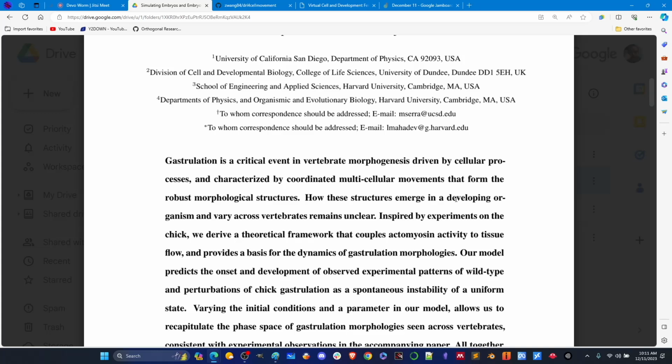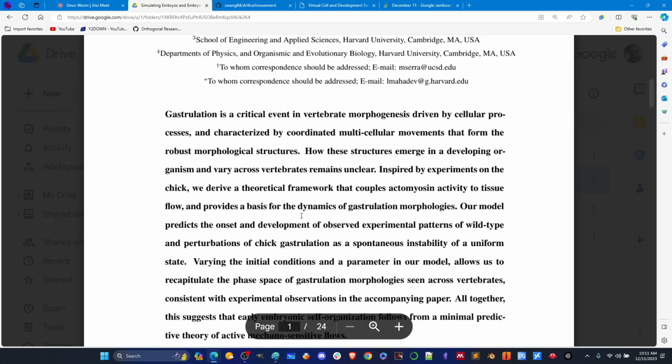How these structures emerge in a developing organism and vary across vertebrates remains unclear. Inspired by experiments on the chick, so this is in chick embryos, we derive a theoretical framework that couples actomyosin activity to tissue flow and provides a basis for the dynamics of gastrulation morphologies. Our model predicts the onset of development, observed experimental patterns of wild type, and perturbations of chick gastrulation. So this is where we have the wild type and different perturbations of chick gastrulation.